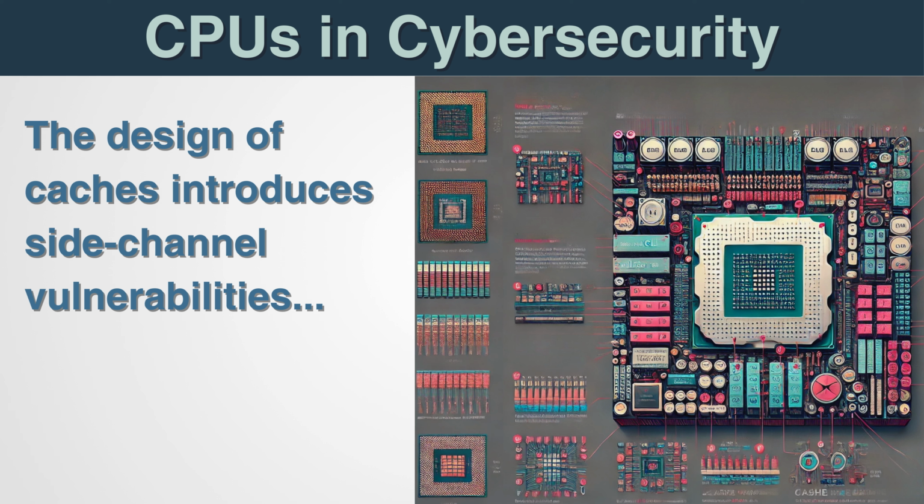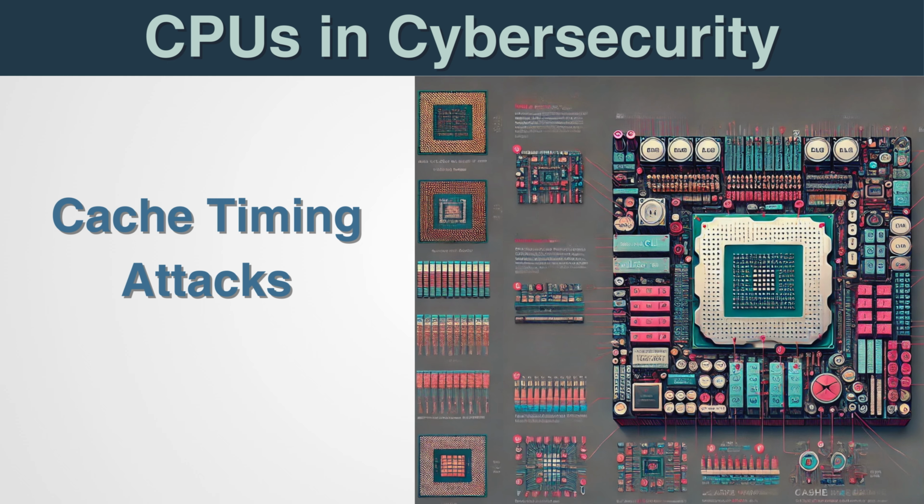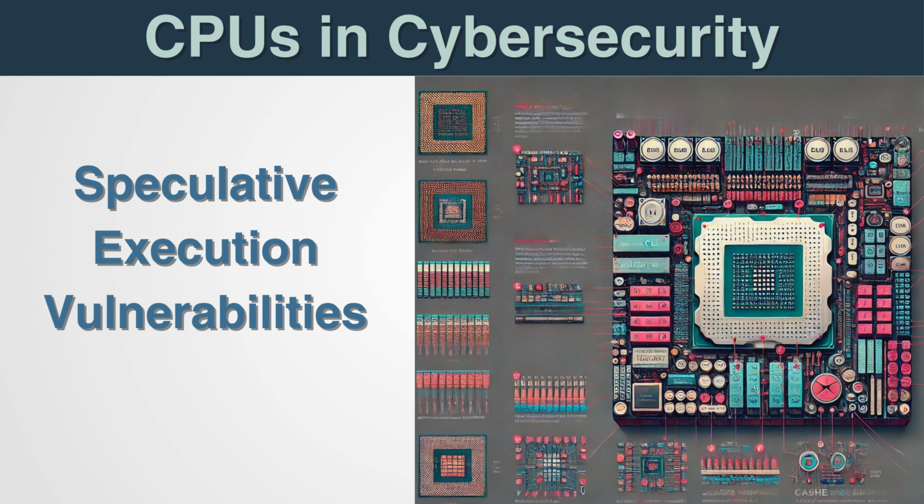Caches are small, fast memories that store frequently accessed data. The design of caches introduces side-channel vulnerabilities. There are cache timing attacks. Techniques like prime plus probe and flush plus reload exploit the timing differences in cache hits and misses to infer sensitive data, like cryptographic keys, and speculative execution vulnerabilities.